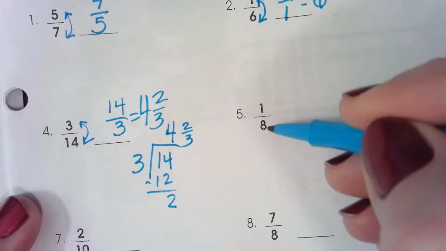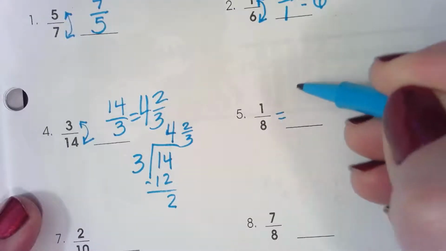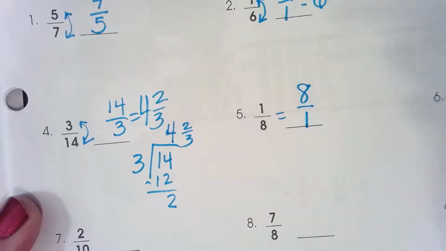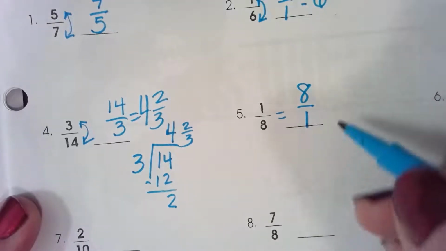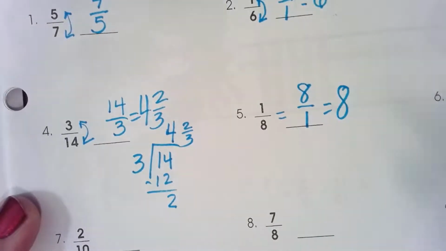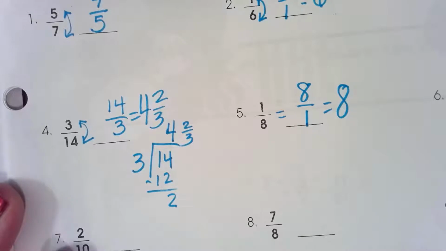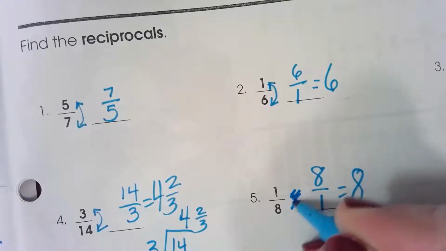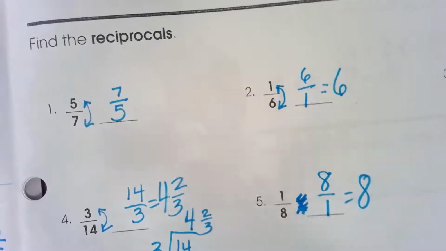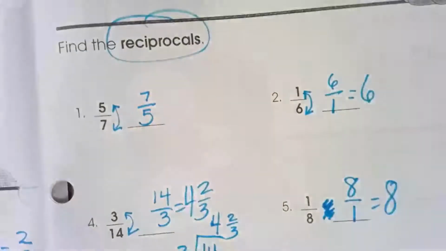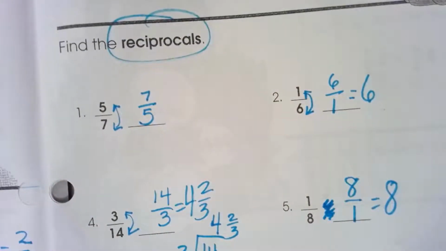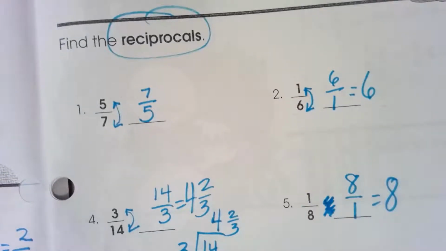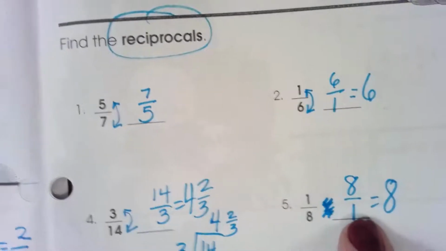The reciprocal of 1/8 is 8/1, which is 8 whole pieces. Okay, that's the reciprocal. And I shouldn't say equal. Equal is not a good indication. We're just finding the reciprocals, right? So we flip it. It's really not saying 1/8 is equal to 8/1. Okay, we just flip-flop it.